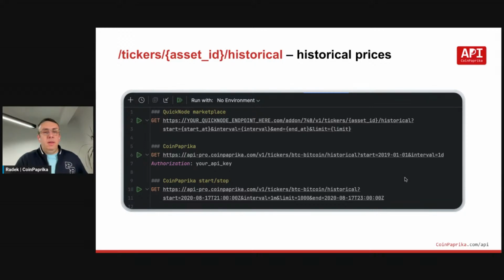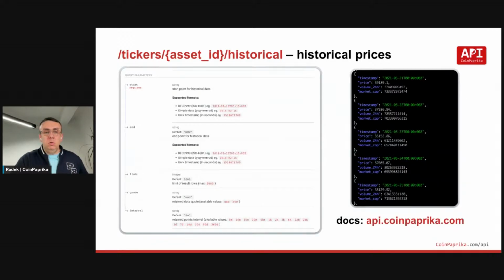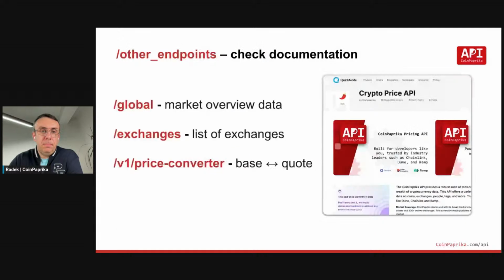But of course, there is a lot more to provide. You can add additional parameters like limit, quote, and interval. All these parameters are provided in the documentation, so I encourage you to visit our api.coinpaprika.com webpage. But at the end of the day, you will simply get, as a result, a stream of historical prices for a given asset.